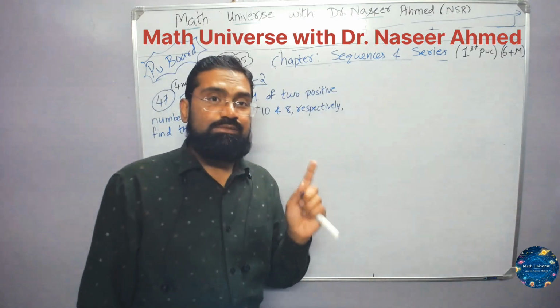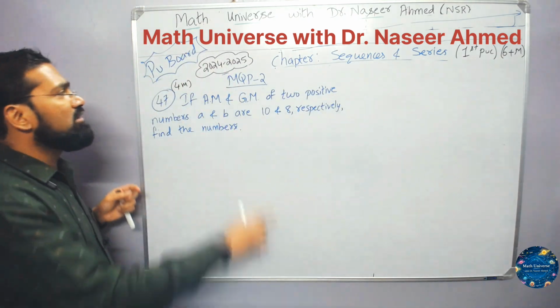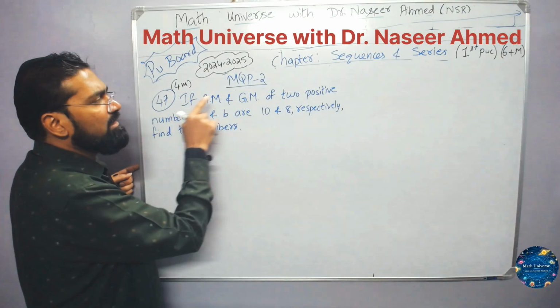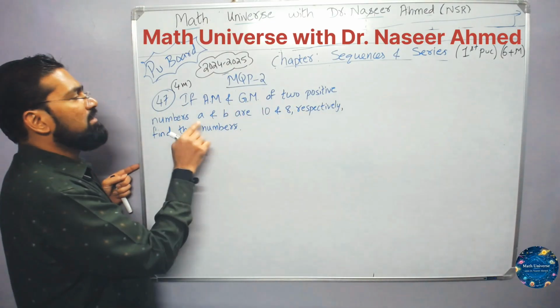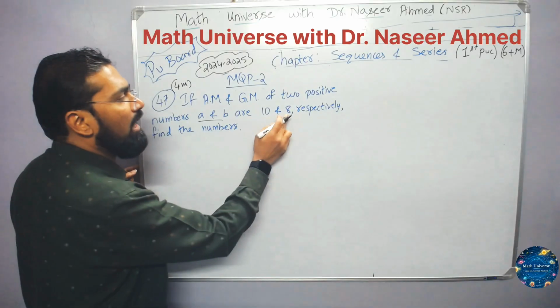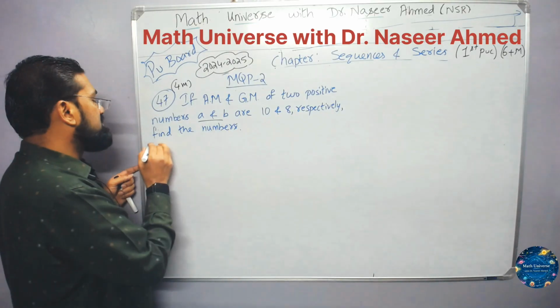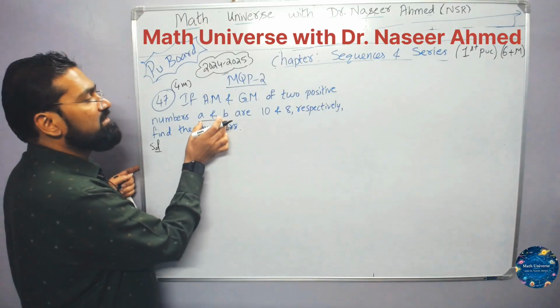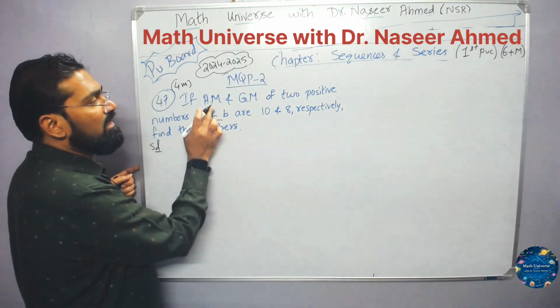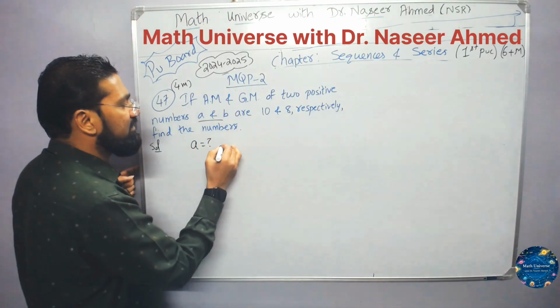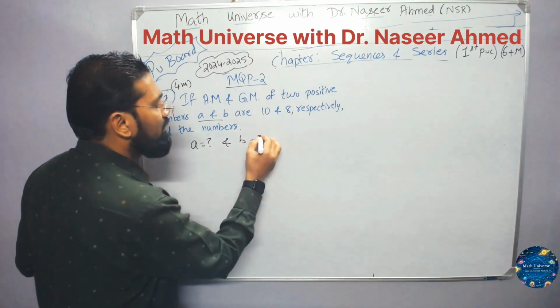So, dear students, let us move on to the next question from model question paper number 2, 4 marker, question number 47. If arithmetic mean and geometric mean of two positive numbers a and b are 10 and 8 respectively, then find the numbers. Solution. Since they said the arithmetic mean and geometric mean of these two are given, and we want those two numbers. So A and B both are question mark.